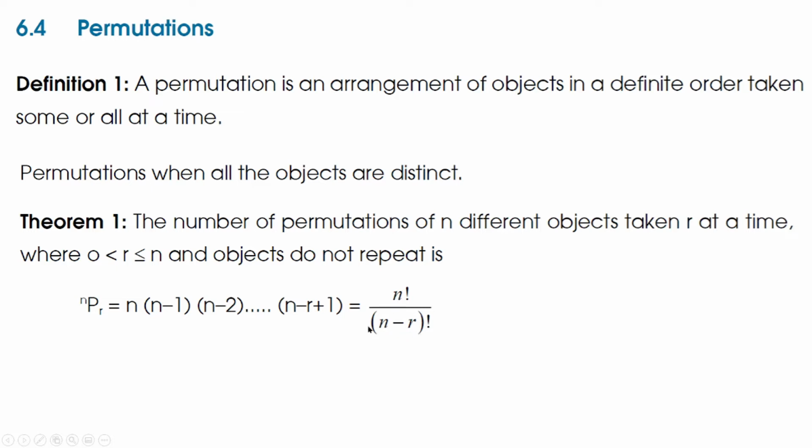This n factorial upon n minus r factorial is nothing but n into n minus 1 into n minus 2 and so on up to n minus r plus 1. Now how do we get this? There is already a question on this in the first exercise. So if you want to find the number of permutations of n different objects when we take r objects at a time, where r lies between 0 and n and the objects do not repeat, then we can use the formula nPr equal to n factorial upon n minus r factorial.